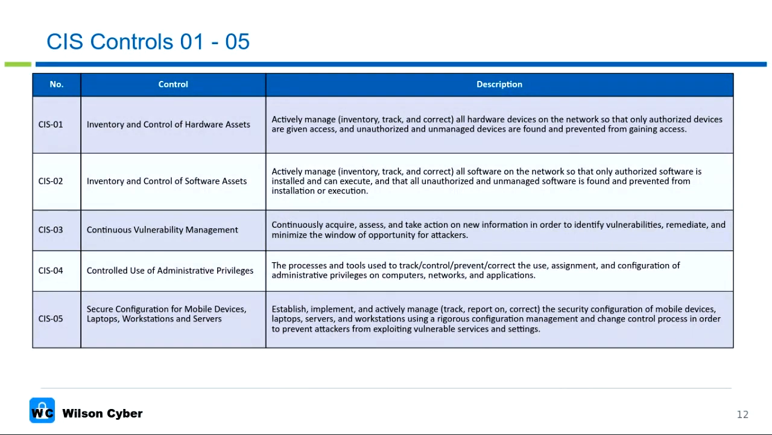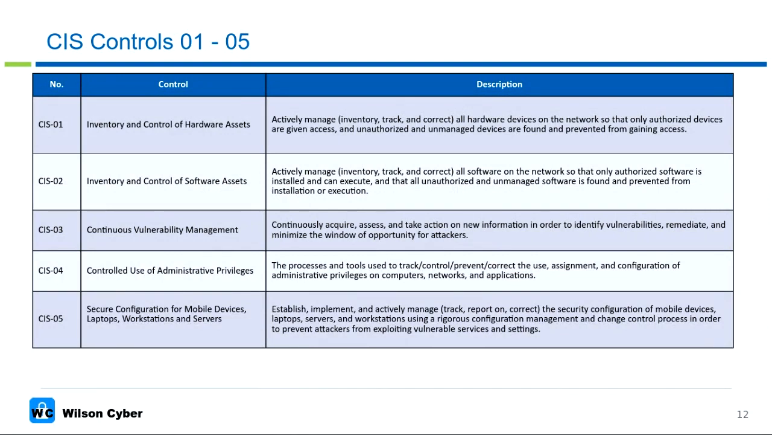Control 3 is continuous vulnerability management. Continuously acquire, assess, take action on new information to identify vulnerabilities, remediate, minimize the window of opportunity for attackers. Control 4 is controlled use of administrative privileges, processes and tools to track, control, prevent, correct the use, assignment, configuration of administrative privileges on computers, networks, and applications.